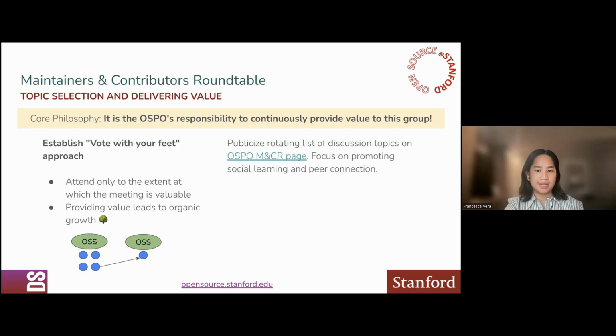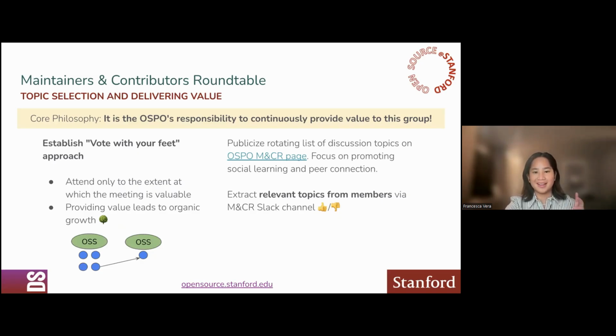We publicize a rotating list of discussion topics on our OSPO MNCR page. In the interest of time, I won't show the page, but you can look it up on opensource.stanford.edu. So we publicize a rotating list of discussion topics so that someone who has never engaged with us before but sees this topic can feel free to email our OSPO citing this rotating list of topics. And the topics focus on promoting social learning and peer connection.